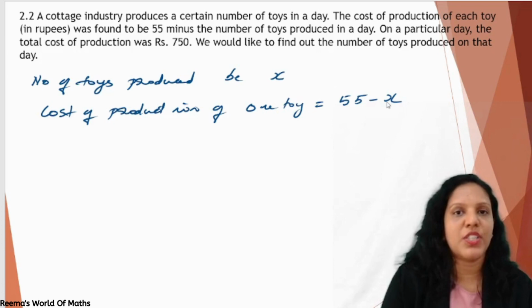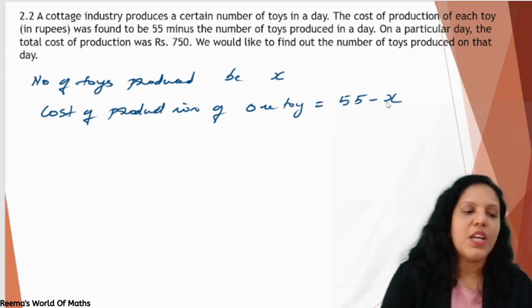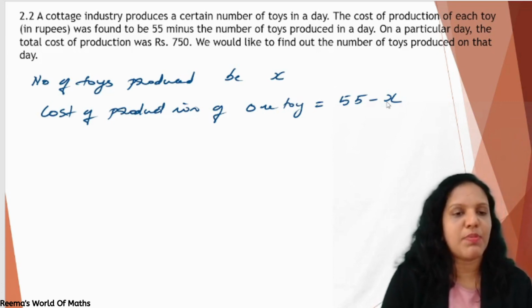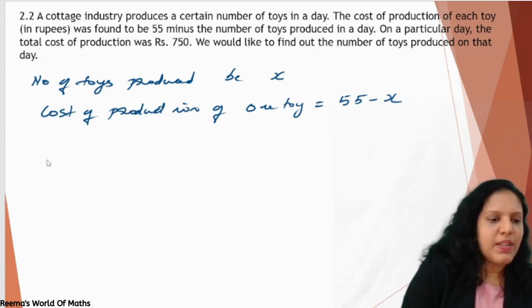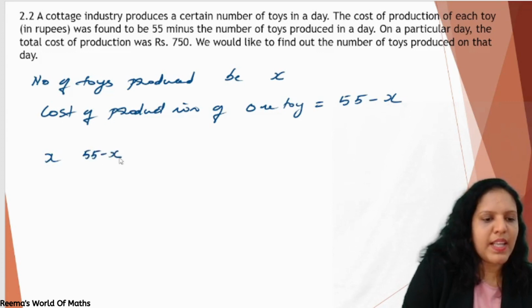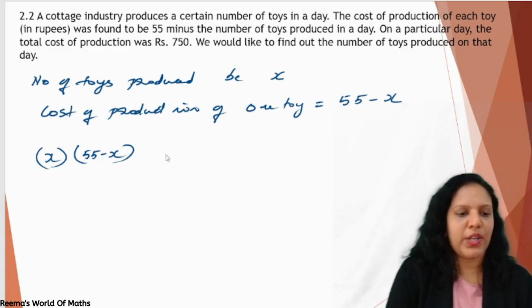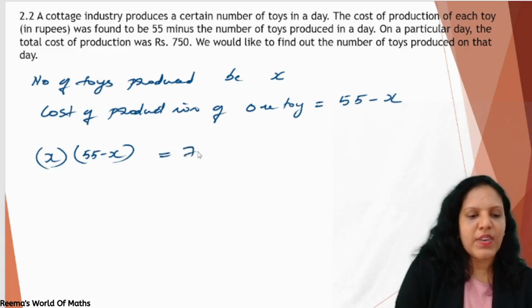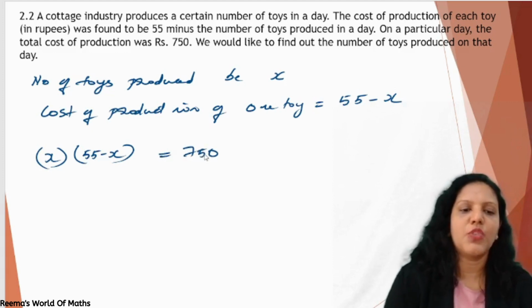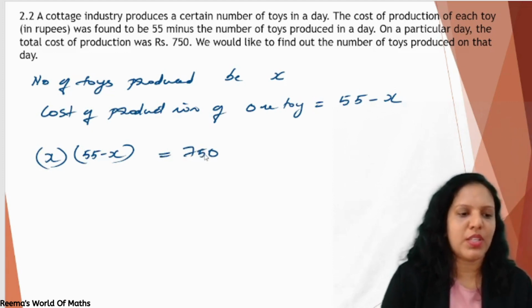So how will we find the total cost of production? That will be the number of toys produced multiplied by the cost of production of one toy. So that is x multiplied by 55 minus x. x is the number of toys and 55 minus x is the cost of production of one toy. So that equals 750. Now we need to find the number of toys produced on that day.